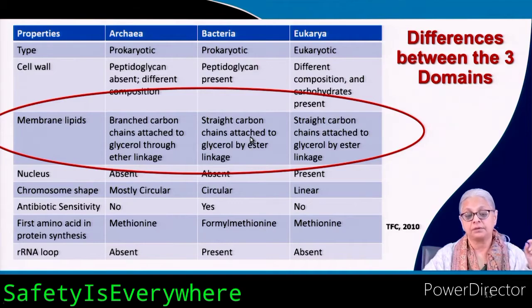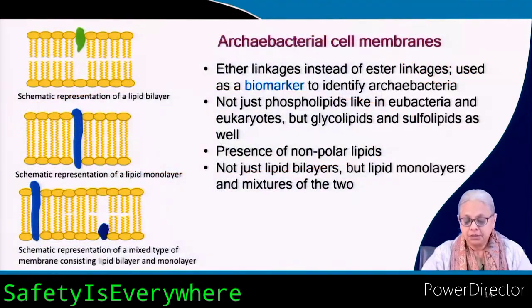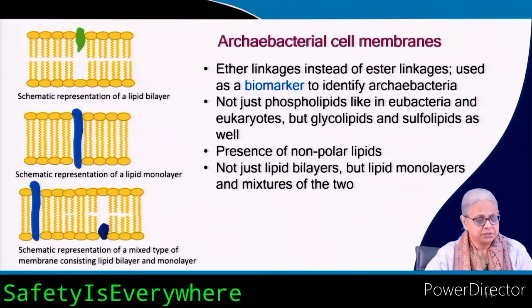And look at the similarity. Bacteria and eukaryotes, the more modern bacteria and the eukaryotes, have something in common, and that is straight carbon chains attached to the glycerol by ester linkages. So what I showed you in the previous slides is exactly that. Then we come to archaeobacterial membranes, and you can see there are significant differences.